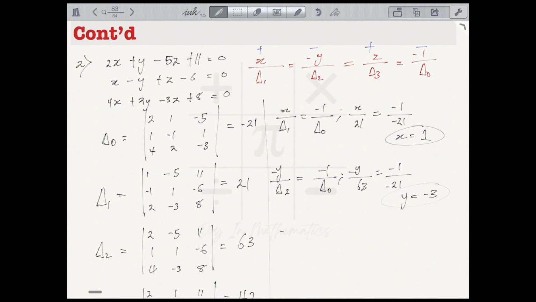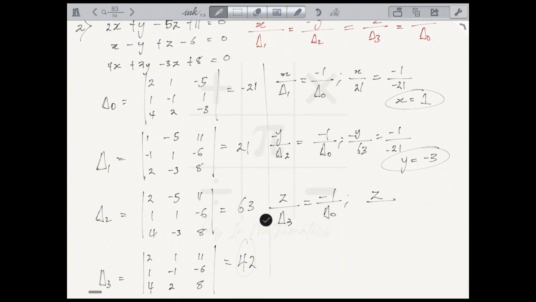And finally for z, it is equal to minus 1 divided by this. So I have z, with delta 3 being 42, and my delta 0 or delta naught is minus 21, giving minus 1 divided by minus 21. And therefore we can have z equal to 2.